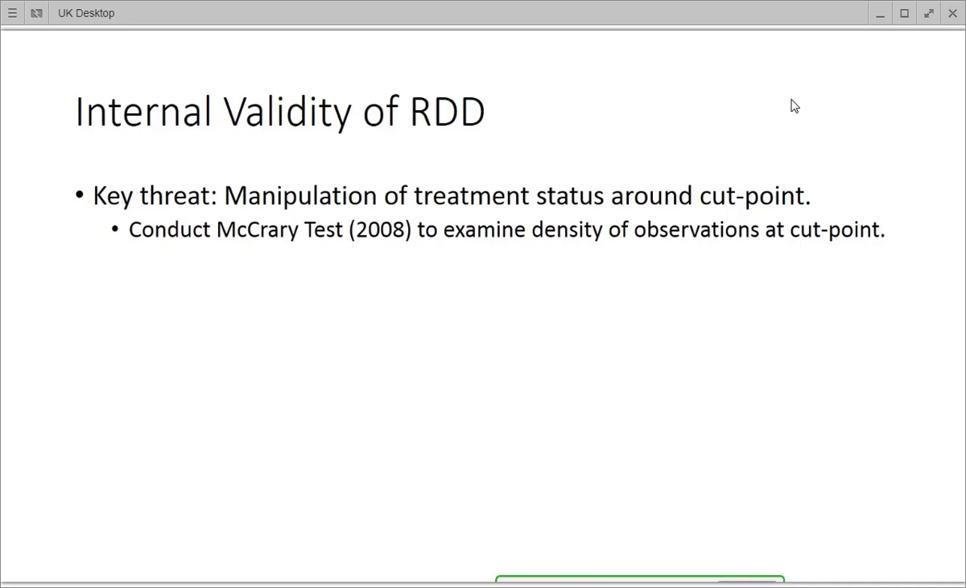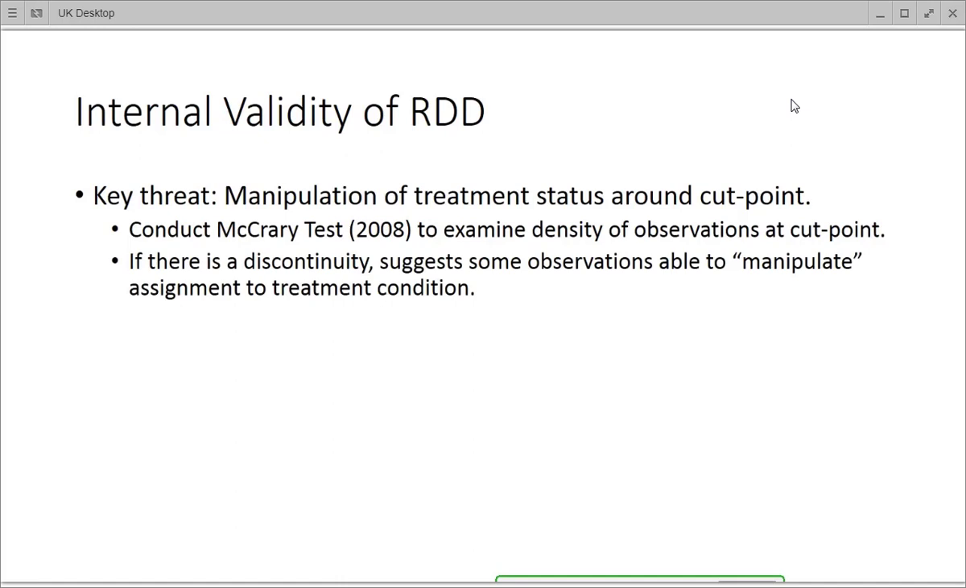And we can conduct a test where we look at the distribution or the density of receiving the treatment or not receiving the treatment around the cut point. That should be a smooth process. I'm not going to go into details about the McCrary test, but if there is a discontinuity, that suggests that some observations are able to manipulate their assignment to treatment condition. I'm not talking about discontinuity here in terms of the treatment effect on test scores. I'm talking about a discontinuity in assignment. It should be a smooth assignment.